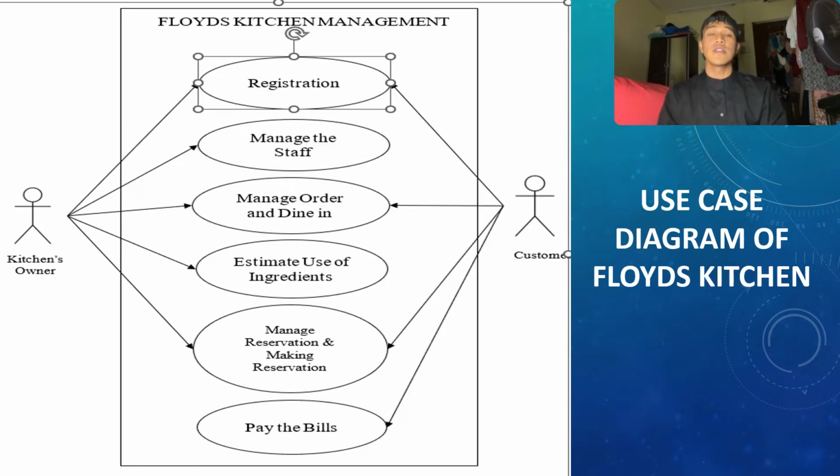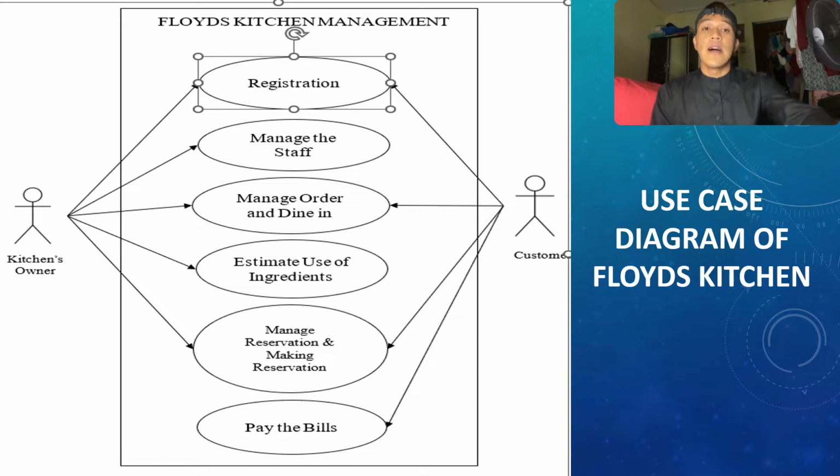The third one is manage order and dine in. Kitchen staff will take orders from the customer, and the food will be sent to the customer. Next is the use of ingredients. Our use of ingredients is for very fresh food to serve to the customer. And I hope the customer will like and enjoy our menu.